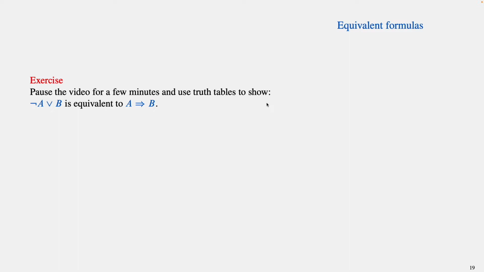Did you really pause the video? Seriously, give it a try. If you don't know what to do, just rewind the video and look at the truth tables again. Look at the previous example again, how we did it there, and try to emulate what we did.